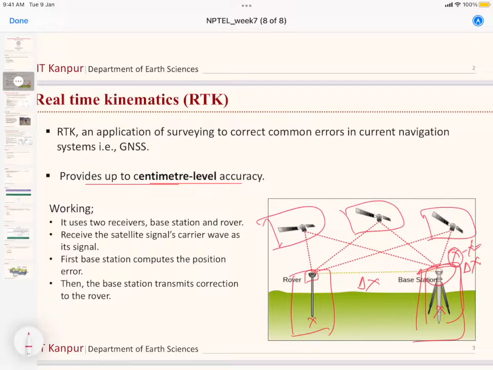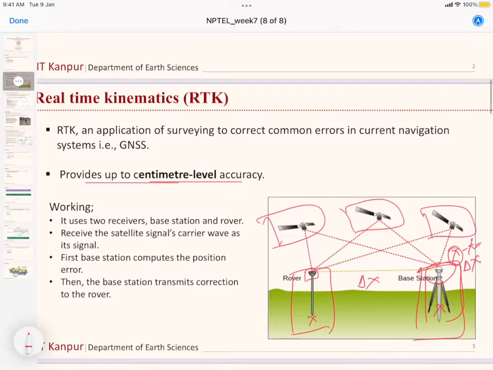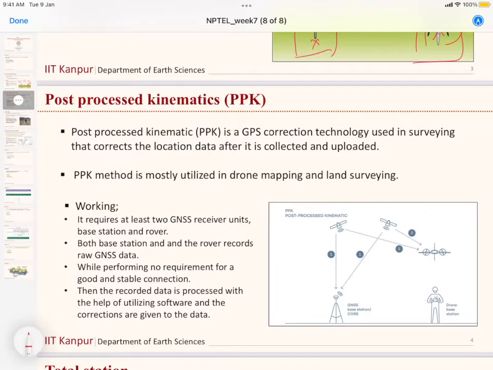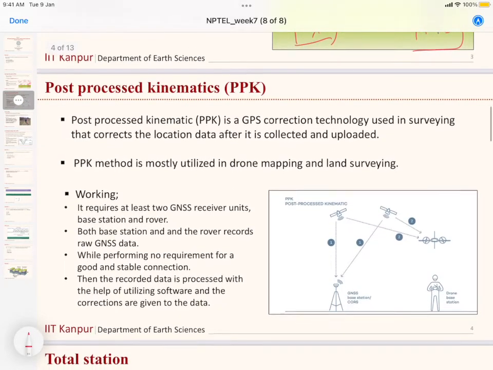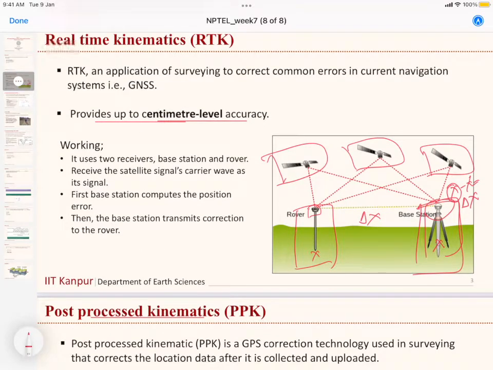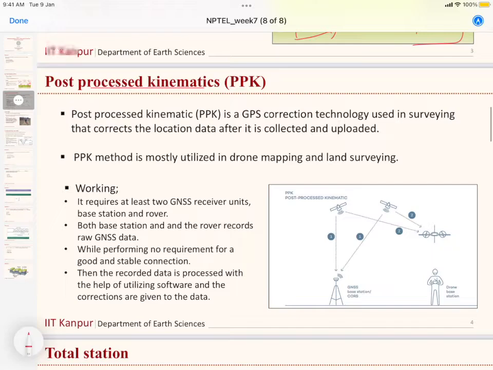Okay, so this is a surveying method, not a geophysical method. Now the other method that we have, its principle is almost the same as what we discussed for RTK. As its name suggests, it is post-processed kinematics, whereas there we were doing real-time kinematics. So we are in the field and getting real-time measurements with the help of the RTK setup. But the PPK method provides a GPS correction technology used in surveying that corrects the location data after it is collected and uploaded.